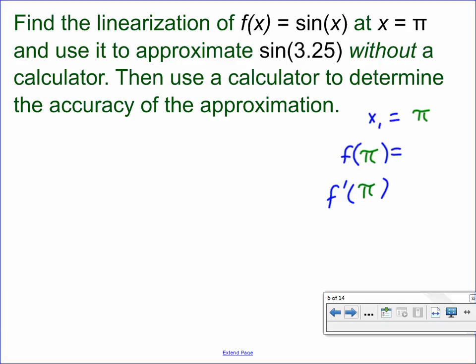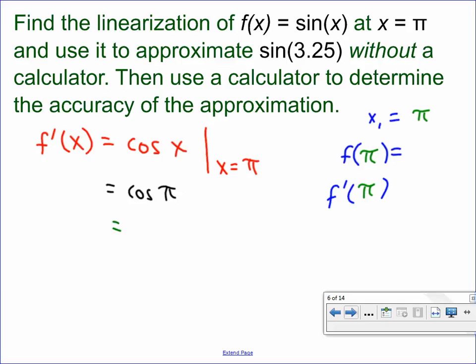So given an original function, f of x equals sine of x, f prime of x is given by, and what do we get for that? Grace? Cosine of x. Awesome. And then we'll evaluate it at x equals pi. So I get cosine of pi is -1.